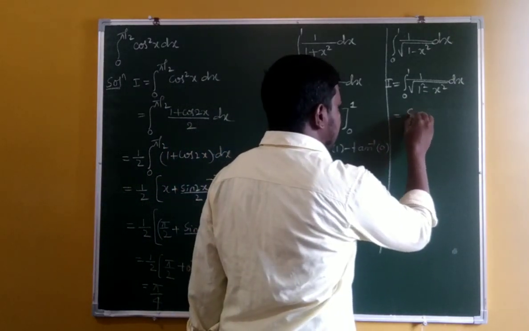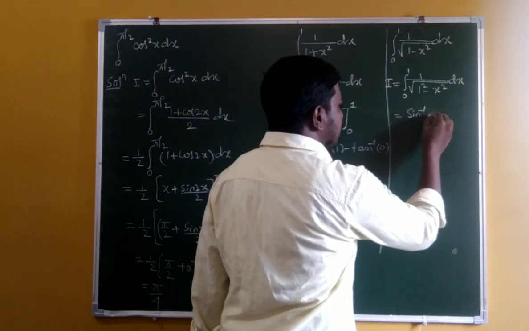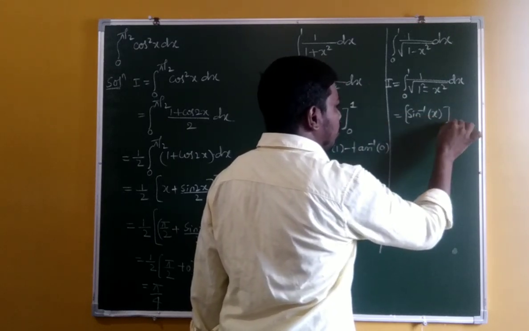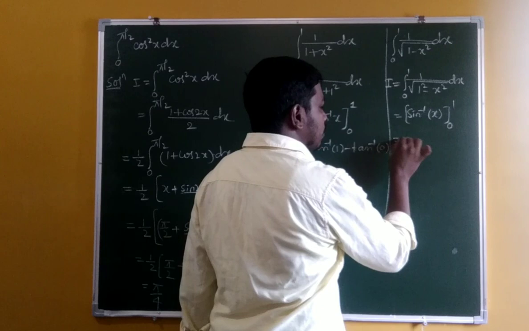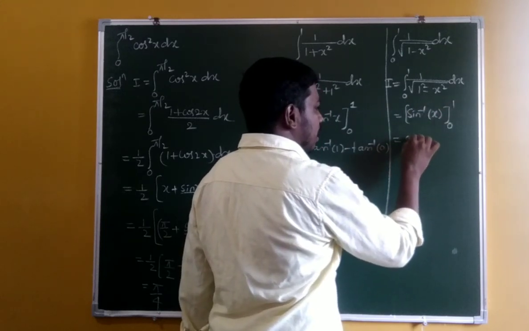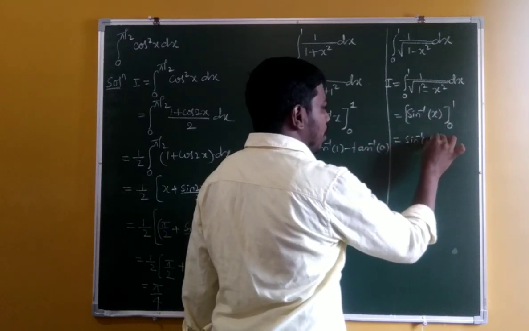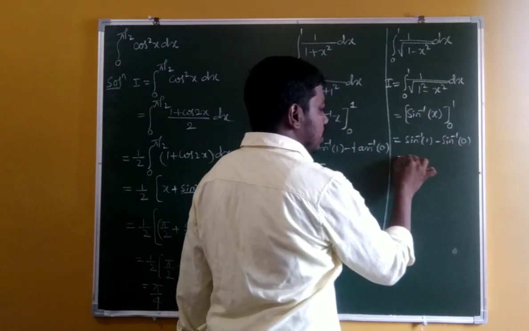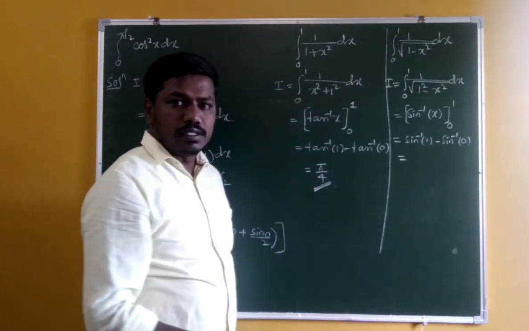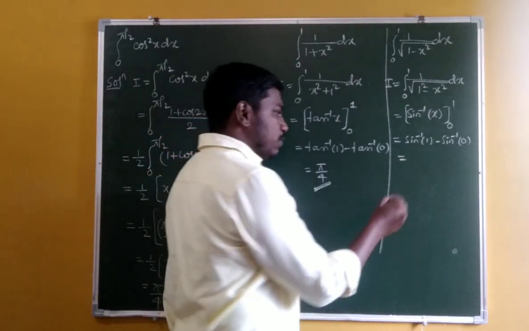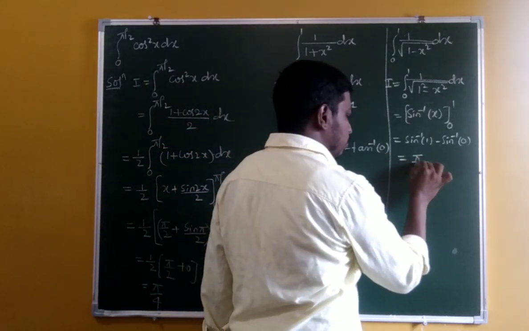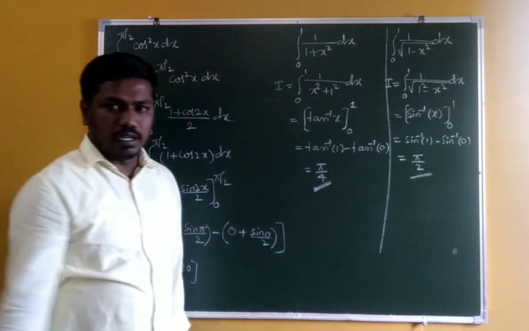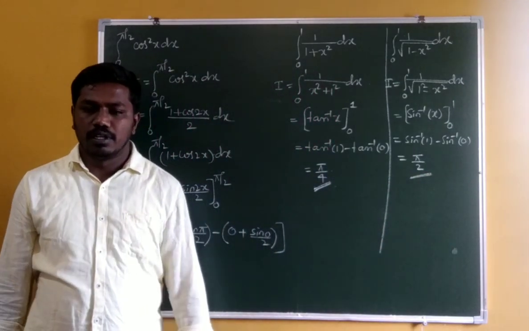So sin inverse x, with limits of integration from 0 to 1. First the upper limit: sin inverse 1 minus sin inverse 0. Sin inverse 1 is pi by 2, and sin inverse 0 is 0. So pi by 2 is the required answer. Very clear?